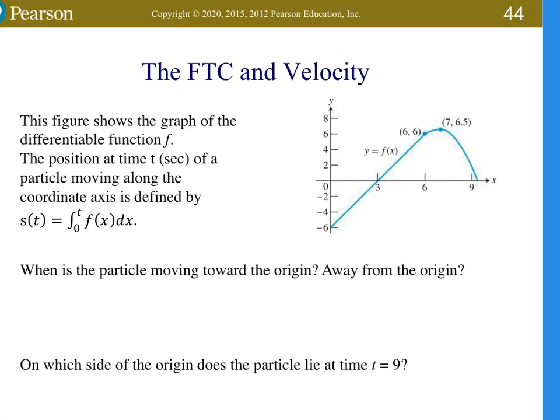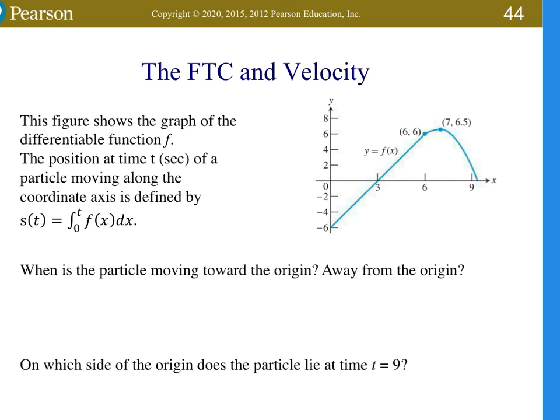When is the particle moving toward the origin, and when is the particle moving away from the origin? Toward the origin would be positive velocity. Away from the origin, other way around. Toward the origin would be negative velocity. Well, you have to compare the position, I guess. Moving towards or away, we have to know the position compared to the velocity.